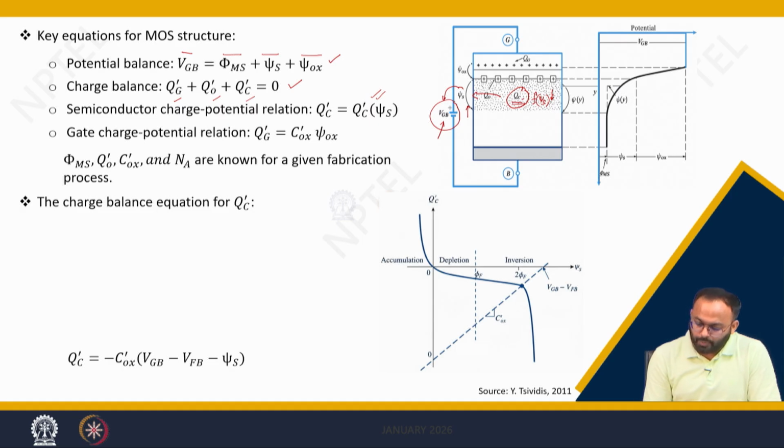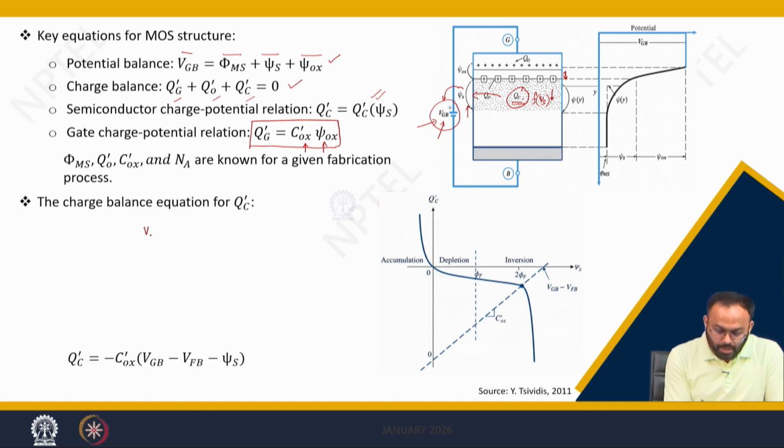There is another equation by which we can relate the gate charge. Qg dash can be given by C ox dash times psi ox, where psi ox is the potential across the oxide layer. So, to use these equations, let me formulate another closed form equation which relates the gate to body voltage, the channel charge, and the surface potential.